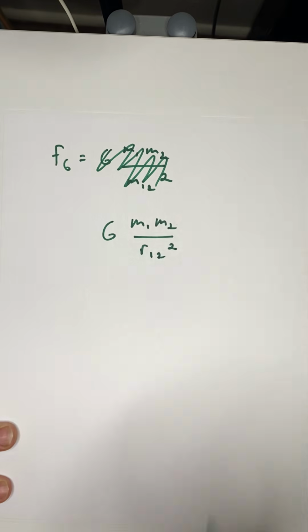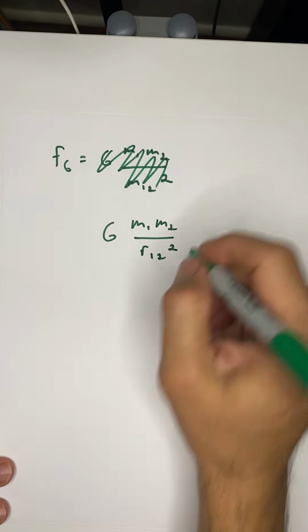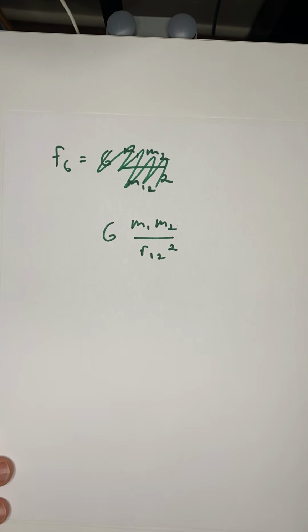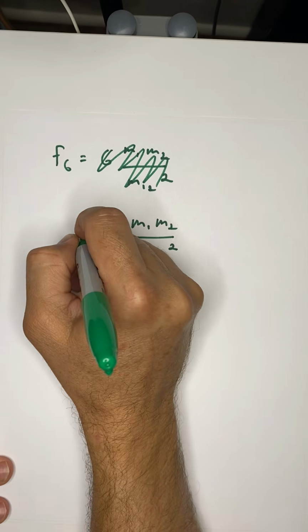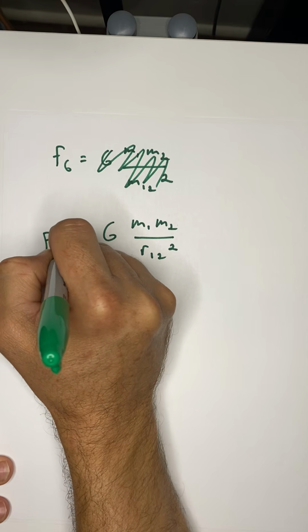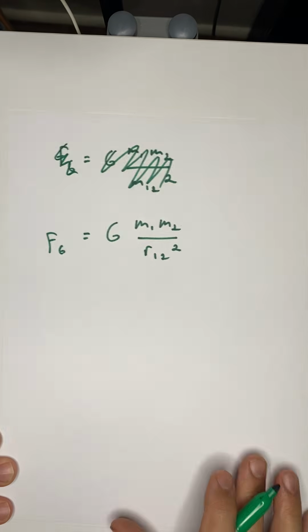R12 squared. And then there may or may not have been an R hat attached to this, depending on who your professor was and what class you're in. We'll just leave it here as a magnitude. This is the gravitational force.